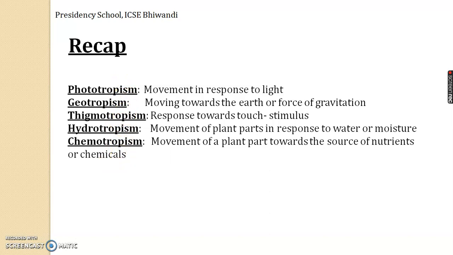What is the definition of tropism? What do you mean by tropic? What do you mean by stimulus? What do you mean by response? And learn the definitions of all these tropisms in detail.